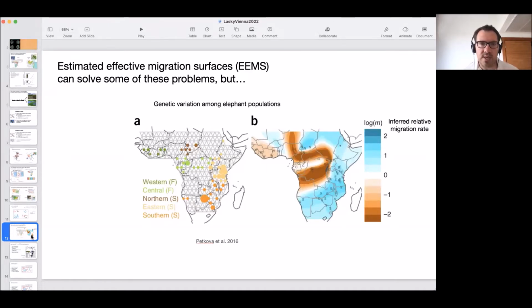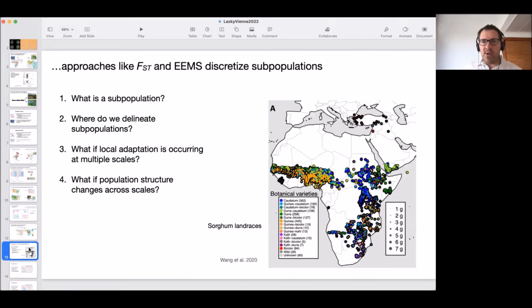The challenge, though, that motivated me thinking about both of these types of approaches is that we don't always know where we should be discretizing populations in space. What is the subpopulation that will allow us to capture the process we're interested in is not clear. And what happens if local adaptation or changes in population structure are also changing across spatial scales, so that it's not always something that's happening at a consistent spatial scale.